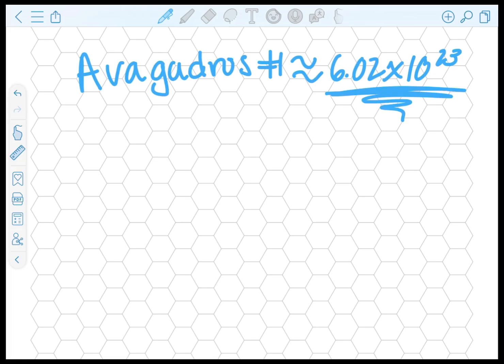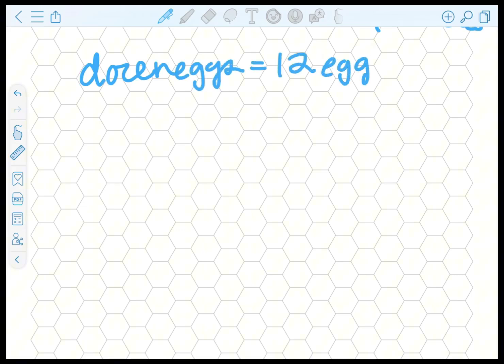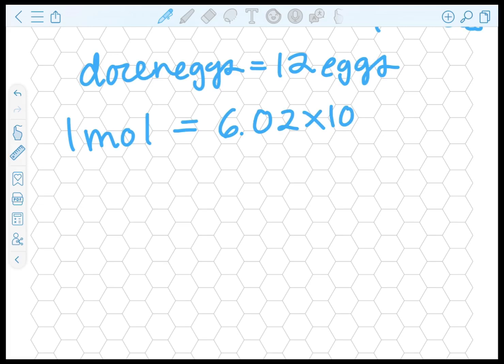But let's talk about it. What is this number? Well, it's the number of things that you have in a mole. Particles. Things. It sounds really simple, but let's look at it through an analogy. If you have a dozen eggs, we know that's equivalent to 12 eggs. A mole is the same idea. 1 mole is 6.02 times 10 to the power 23 particles of that specific molecule or substance.